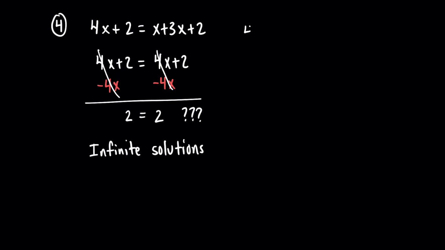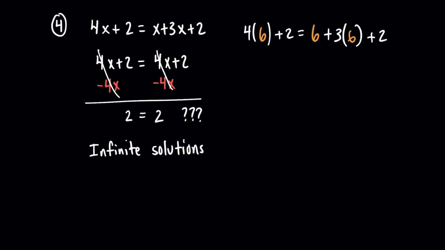So if we have 4 times 6 plus 2, is that equal to, if x is 6, then we're going to say 6 plus 3 times 6 plus 2. Okay, so we're just trying 6 just for the heck of it, because apparently there are a ton of numbers that work here.